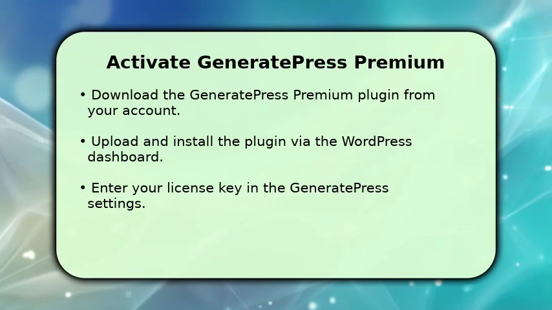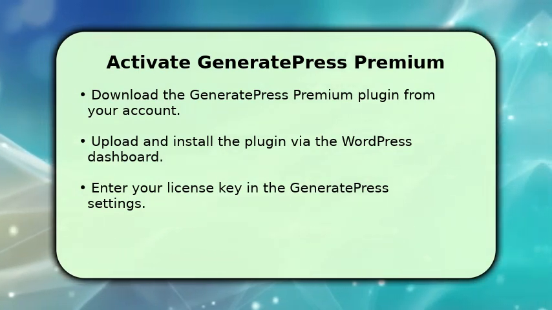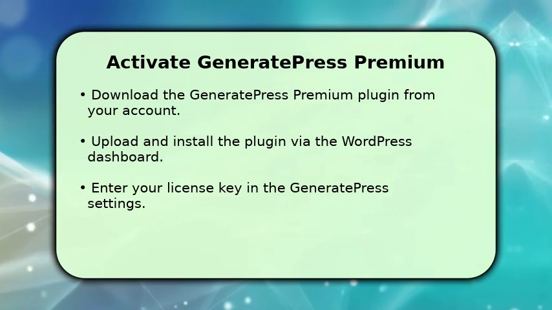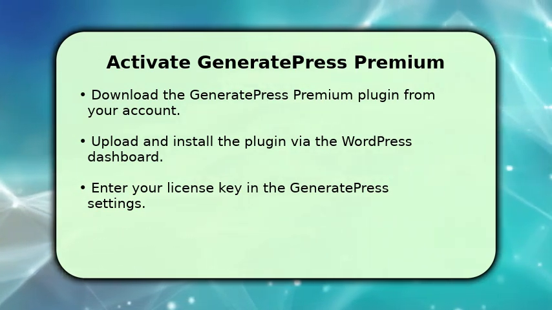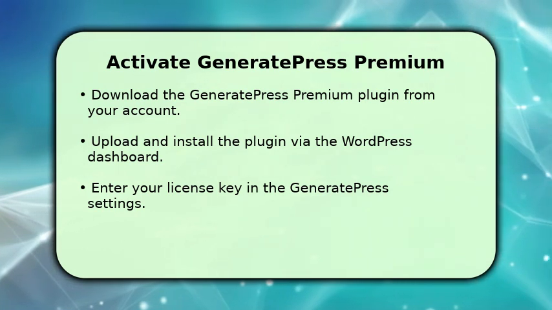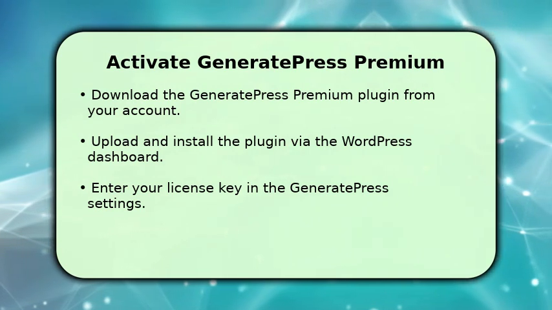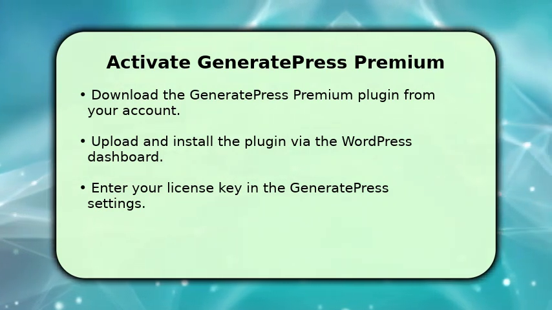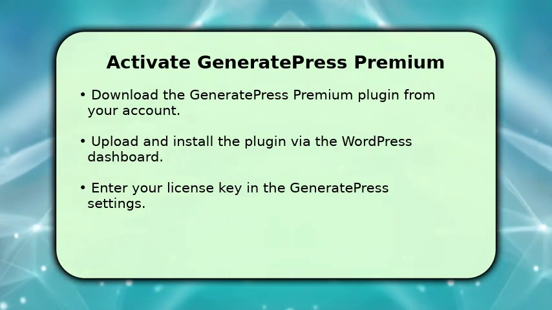Next, you'll activate the GeneratePress Premium plugin. First, download the plugin file from your GeneratePress account area. Back in your WordPress dashboard, go to Plugins, then Add New, and click Upload Plugin. Choose the downloaded file, install it, and activate it. Finally, navigate to Appearance, then GeneratePress, and enter your license key to unlock all premium modules.